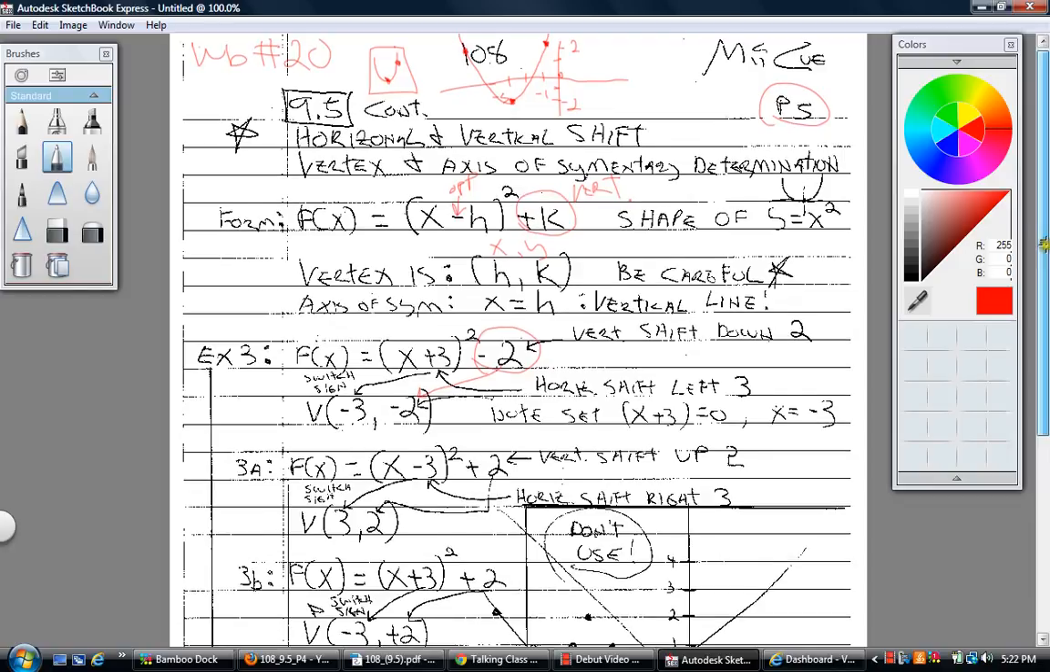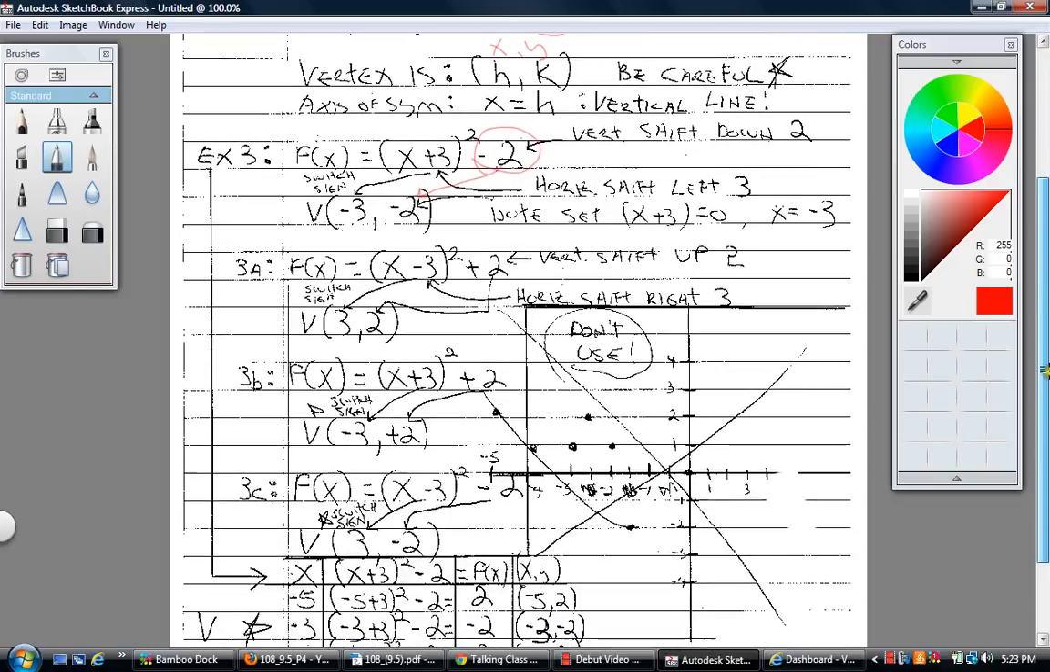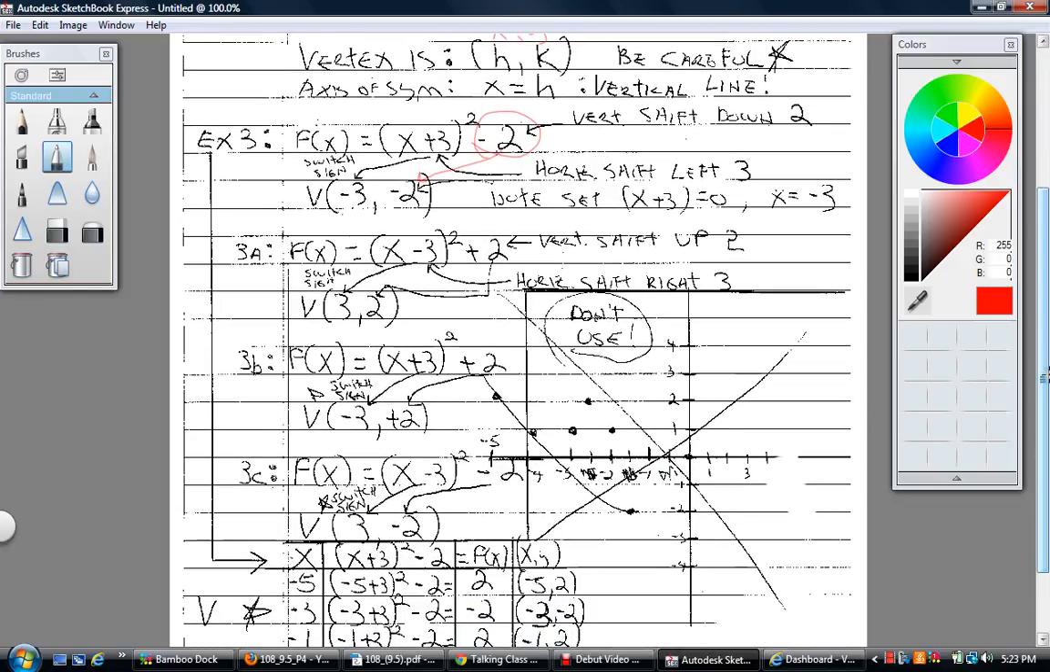So now that you've got the vertex, I want to show you something here. I kind of expanded this problem and challenged you. What would you do if the problem looked very similar, but it was x minus 3 squared plus 2? What would that vertex be? I'll let you think about it for a second. What do you do with the inside, the horizontal shift? Opposite, so it's a plus 3. The vertical never changes, plus 2.